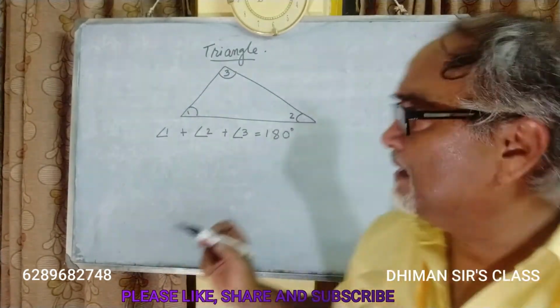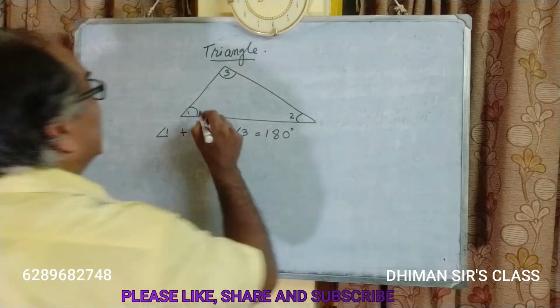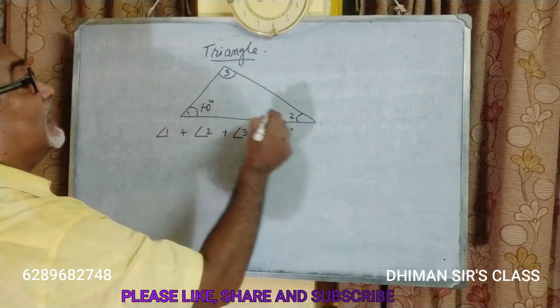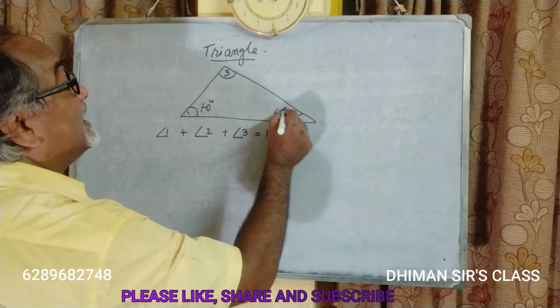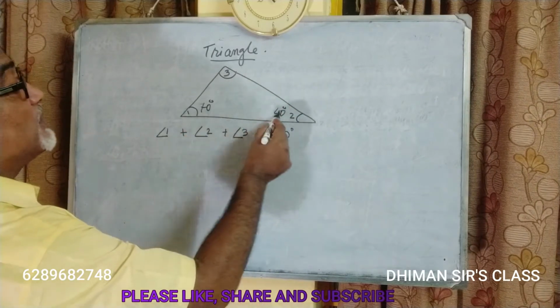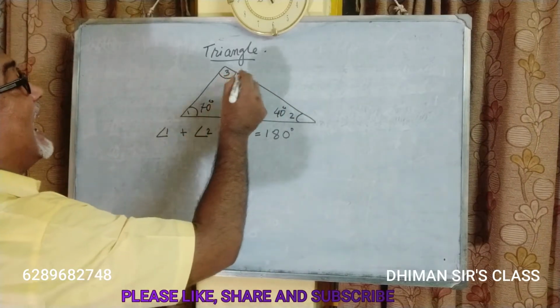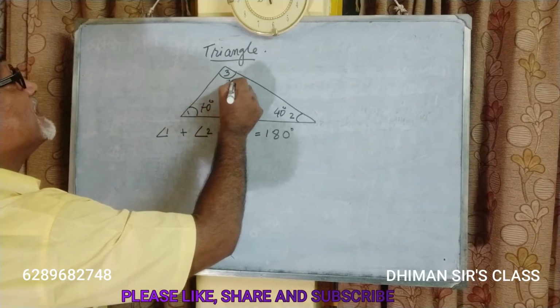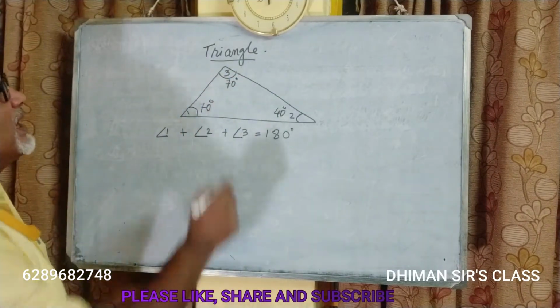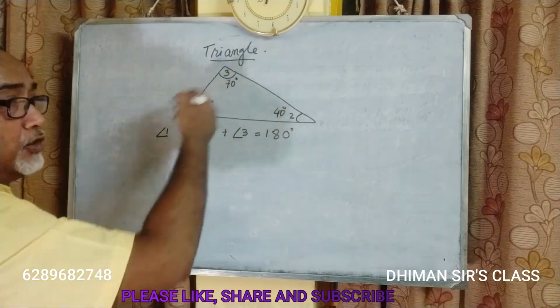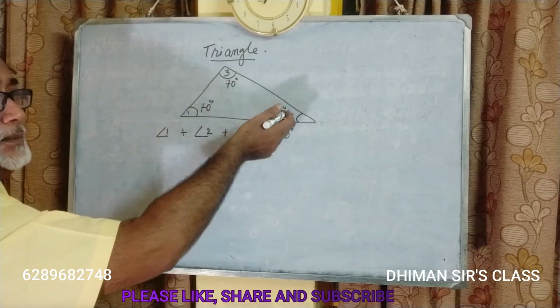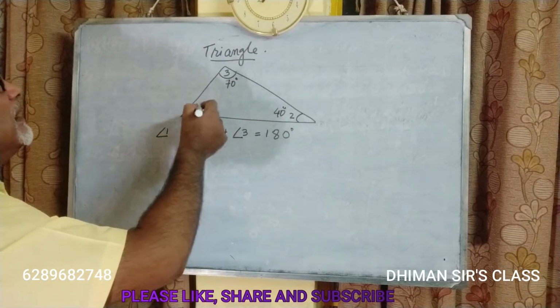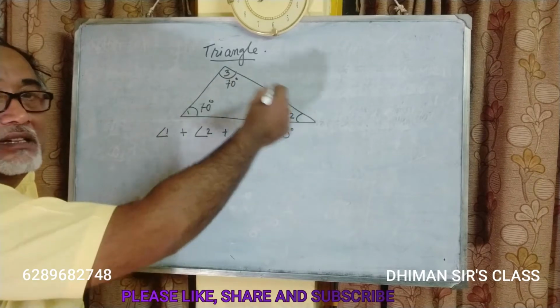Now, suppose this is 70 degrees and this is 40 degrees. So 70 plus 40 is 110, and naturally this again has to be 70 degrees. Why? How do we know this? How many degrees will it be? It should be found by adding these three angles.